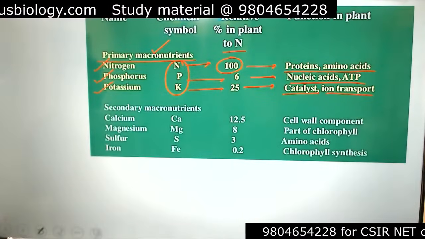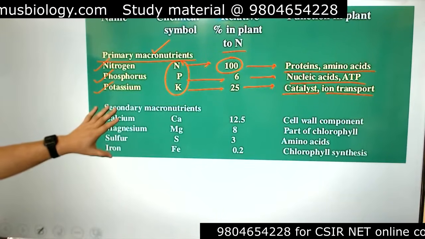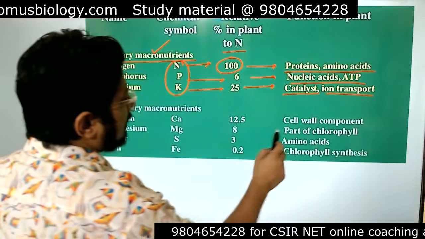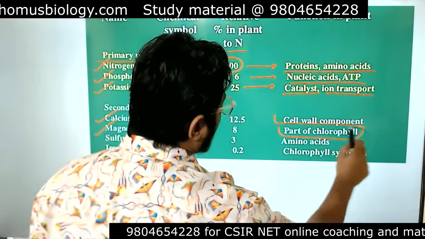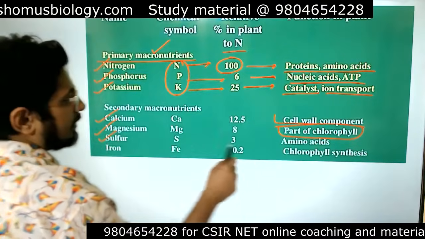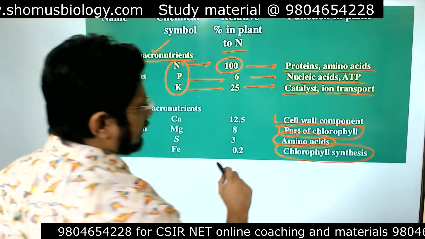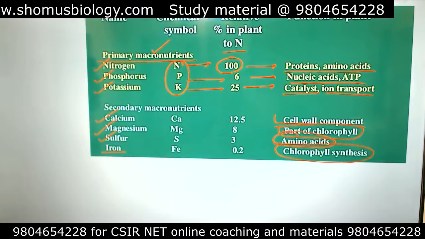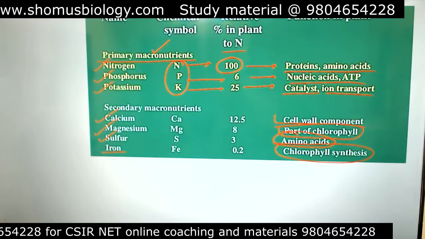Secondary macronutrients. So these are primary macronutrients, and these are secondary macronutrients. Still it's needed, but secondary. Calcium, cell wall component. Magnesium, part of chlorophyll structure. Sulfur, producing amino acids. Iron, required in chlorophyll synthesis. So magnesium is a part of chlorophyll structure, and iron is needed for the synthesis of chlorophyll.